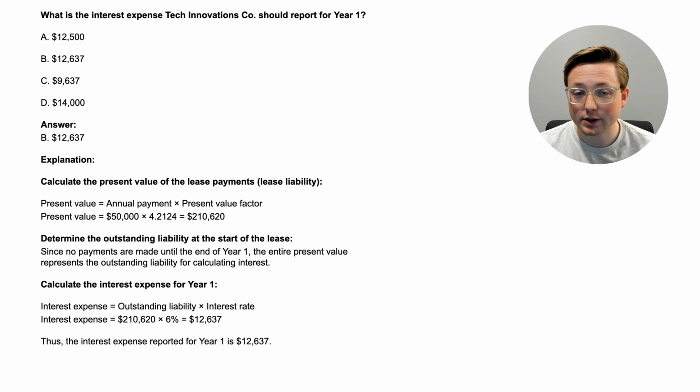So how do we calculate the interest? It's pretty simple. We take that liability that we calculated of $210,620, multiply that by the 6% implicit interest rate, and that gives us $12,637 of interest expense.